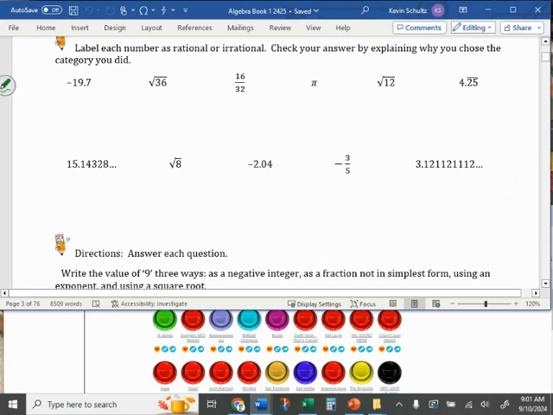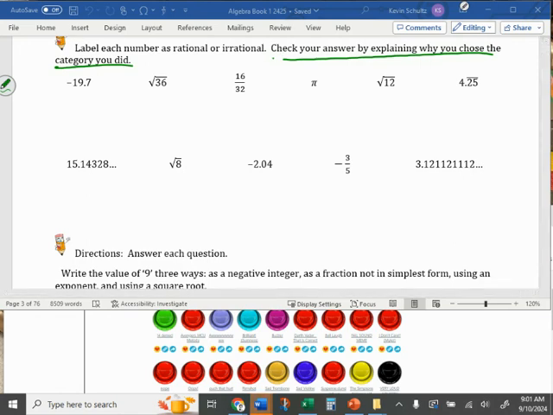It says label each number as rational or irrational, and check your answer by explaining why you chose the category you did. So if I see your paper tomorrow when I walk around for the homework check, and all I see are a bunch of R's and I's, you're not getting credit. This is the showing work part. Why did you choose rational or irrational? Doesn't have to be much.